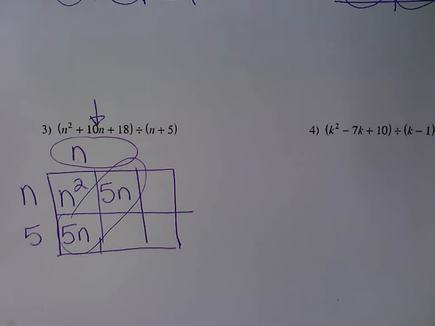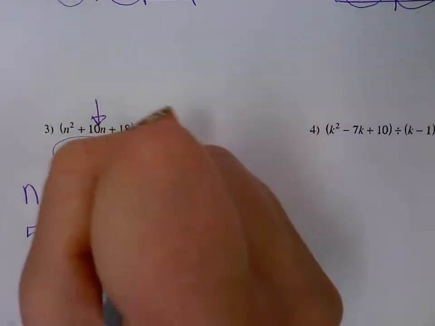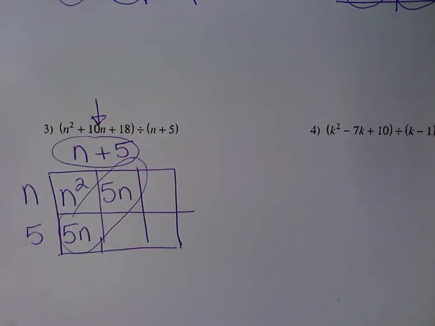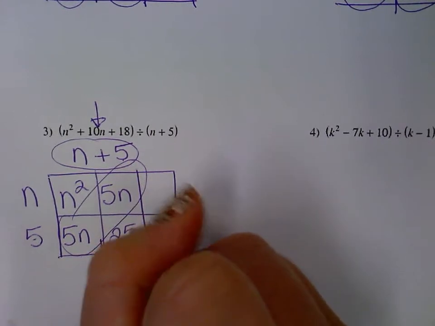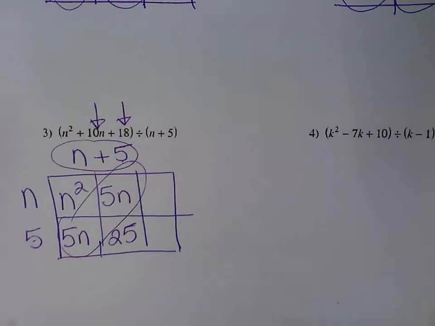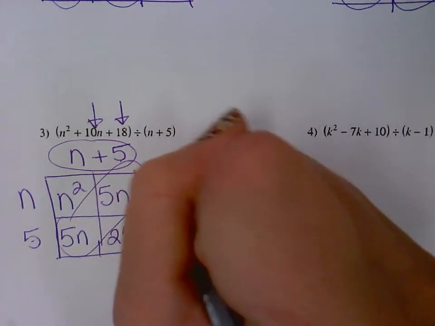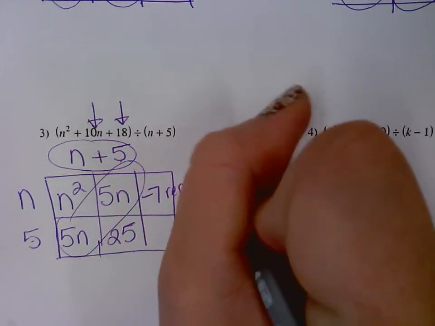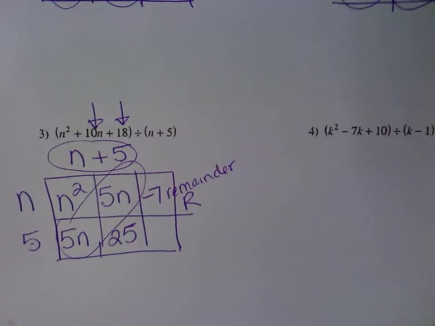So my final answer in my quotient is going to be what? N plus 5. And now I need to find my remainder. So I do 5 times 5 is 25. And what do I need to do to get to this dividend of 18? How much is my remainder? Yeah, negative 7, right? Because I'm at 25, so I have to subtract 7 as my remainder. Or you could write capital R for remainder if you don't want to write out remainder.